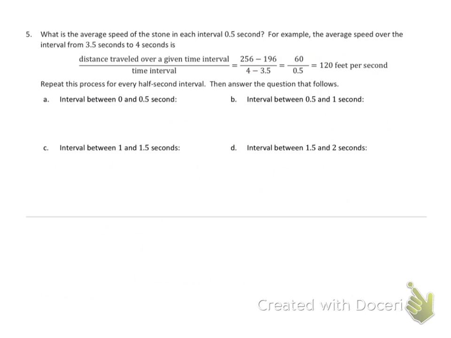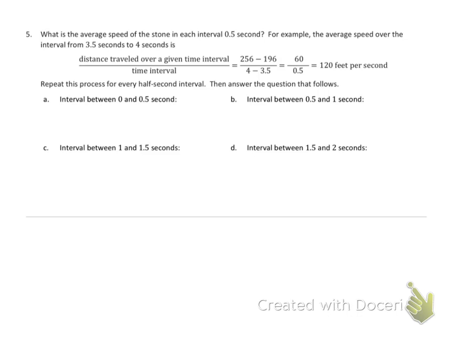All right, let's look at number 5. Now we're going to look at these half-second intervals. What is the average speed of the stone in each interval, 0.5 seconds? For example, the average speed over the interval from 3.5 to 4 is the distance traveled divided by the time. So here's an example here. 256 minus 196 over 0.5.